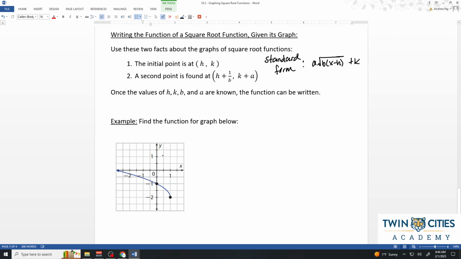then I can write this in standard form. So let's say I'm given this graph. What I want to do is first find my initial point. My initial point is where this graph begins, if you will. This is an x value of 1 and a y value of -2. Okay, so let's write down my initial point.